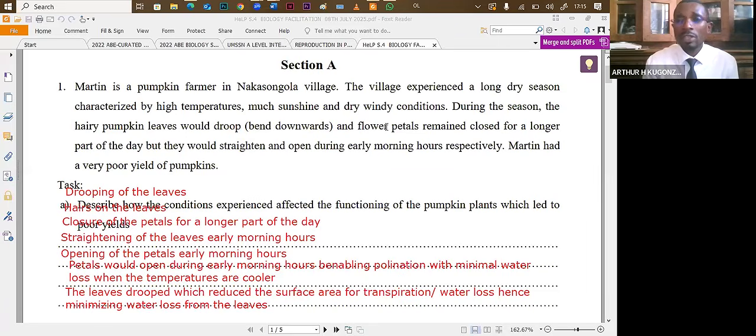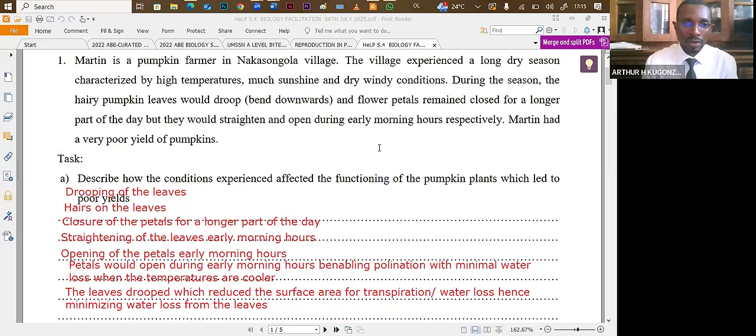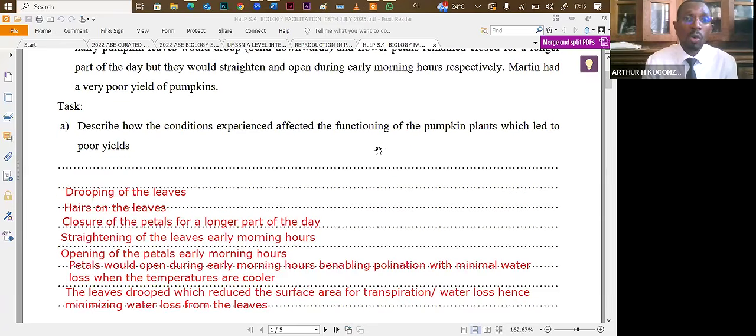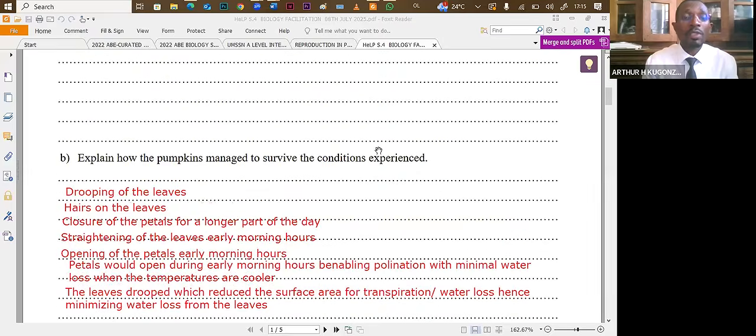And if there is no evidence that they shed off their leaves, then that response will be rejected, because there is no evidence in the scenario. So that is how we interpret and respond to scenarios.